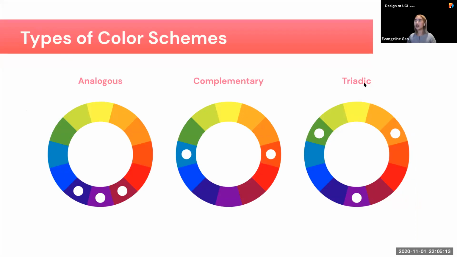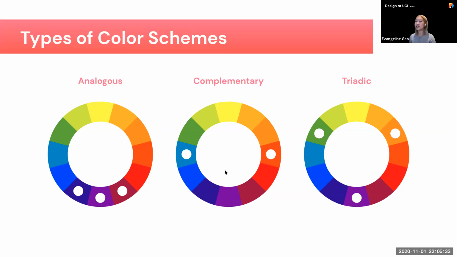So there are three main types of color schemes that designers like to use in their designs. The first one being analogous color schemes. As you can see on the representation of the color wheel, analogous colors are just colors that are right next to each other on the color wheel. So for this example, we have a magenta shade, a purple shade, and then an indigo shade.